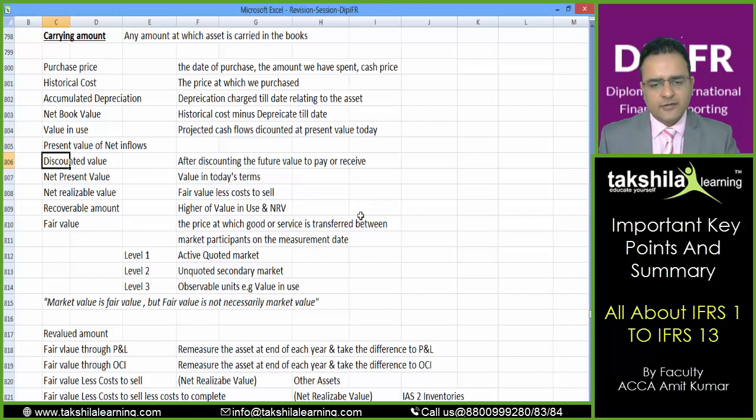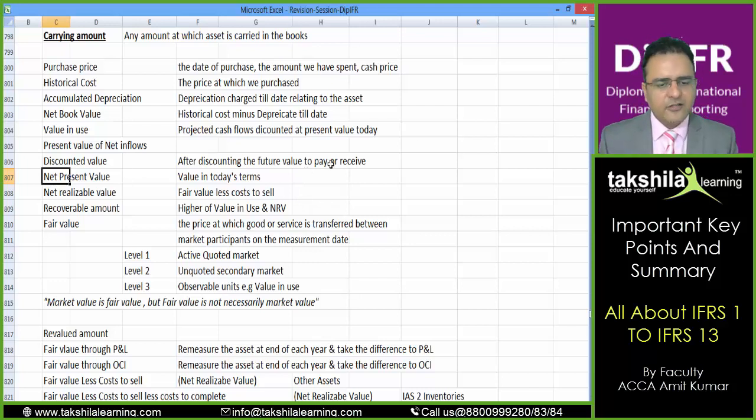Discounted value is that if you plan to pay some amount in future after 5 years, what is the value today? If you have to pay in today's terms, what is the value today? You discount that cash flow in today's terms and that becomes a discounted value. Net present value is the value in today's terms. What if you have to pay that amount today? Net realizable value is what if you would have sold that asset today? What would have been the value you would have realized?